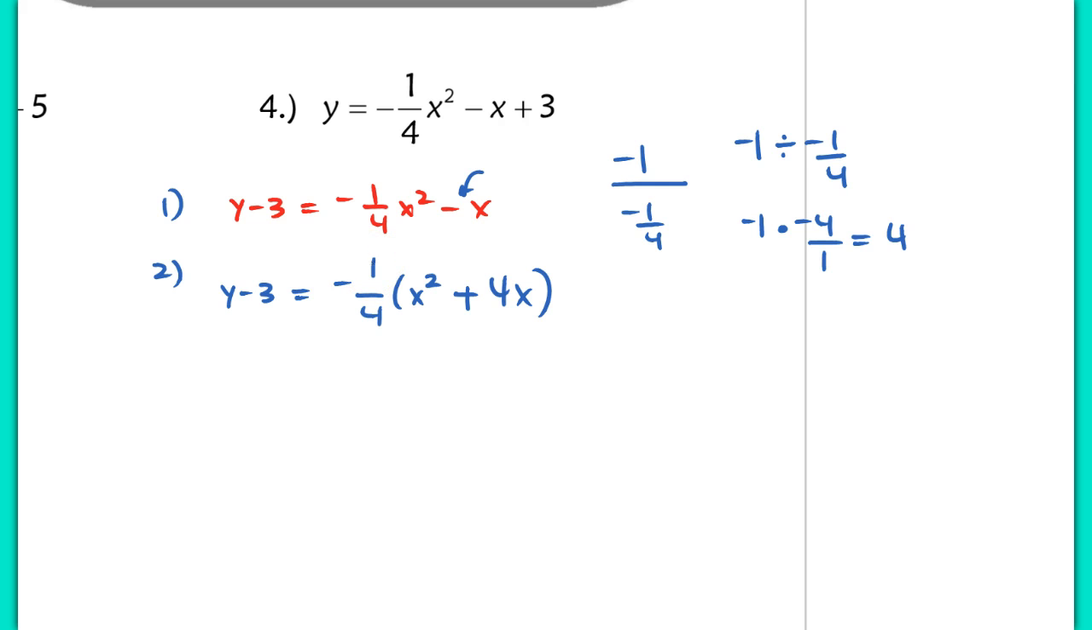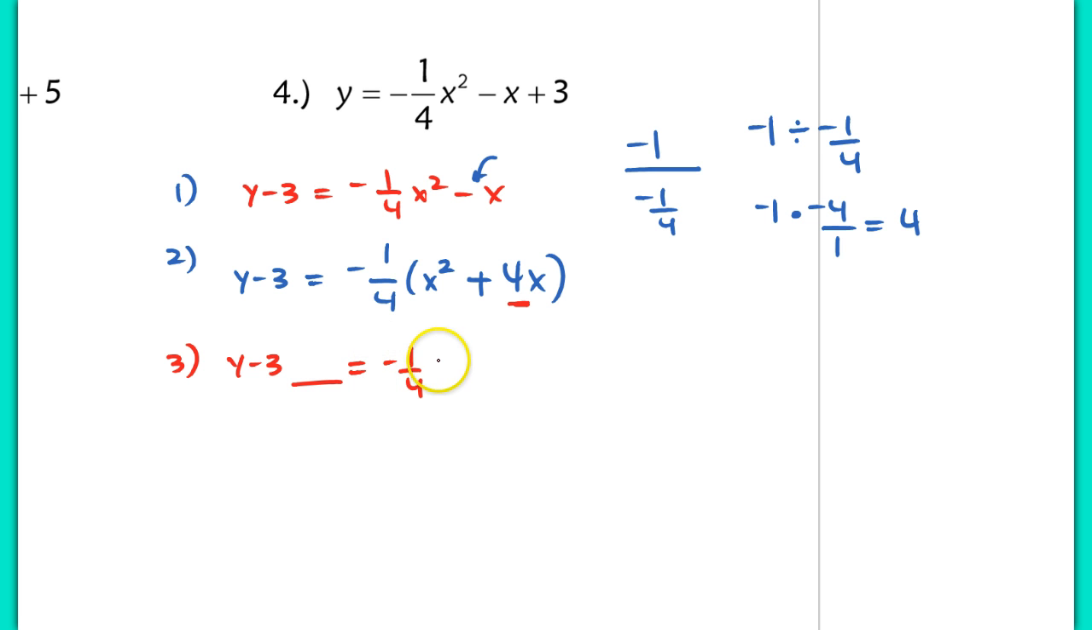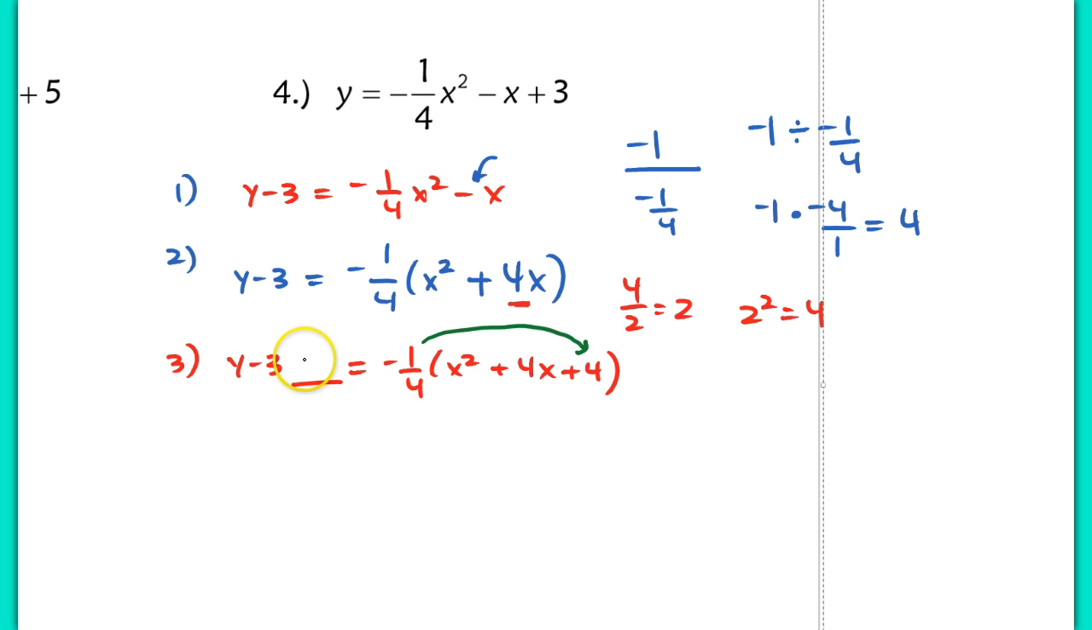So next, for step 3, I'm going to cut the linear term in half and square it. I'm going to leave myself some space here, because I know I need to balance that equation. I have the negative 1/4 times x squared plus 4x. This time when I cut 4 in half, I'm going to square 2 to get 4. So I have a 4 that I'm adding here. But remember, you're adding negative 1/4 times 4 to the left-hand side, which is going to give you negative 1.